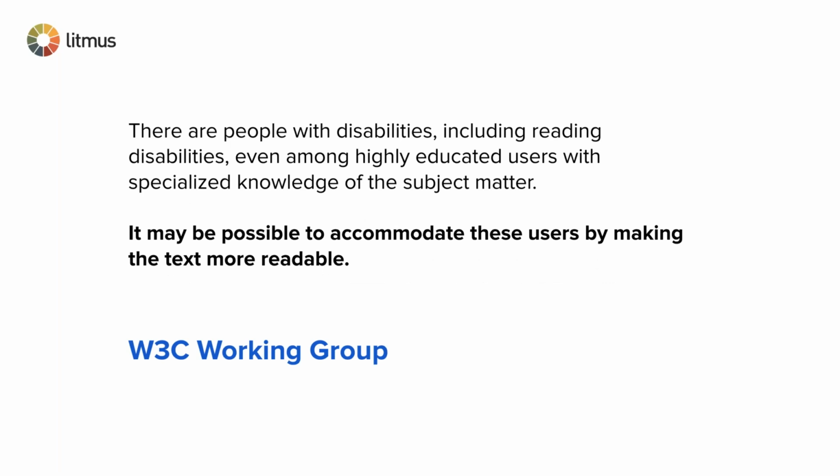And there are some really concrete suggestions by the W3C working group. They're the ones that work on the Web Content Accessibility Guidelines and do a lot of that research and the development of good accessibility practices. But in the Web Content Accessibility Guidelines, they specifically say that there are people with disabilities, including reading disabilities, even among highly educated users that have very specialized knowledge of whatever that subject matter happens to be. But it's possible to accommodate these users by making text more readable. And there are some visual ways we can do that with our design, but a lot of it comes down to just writing simpler copy, writing things that sound like a human speaking rather than a computer just generating whatever that copy happens to be. And the simpler we can make our copy, the better it usually ends up being.